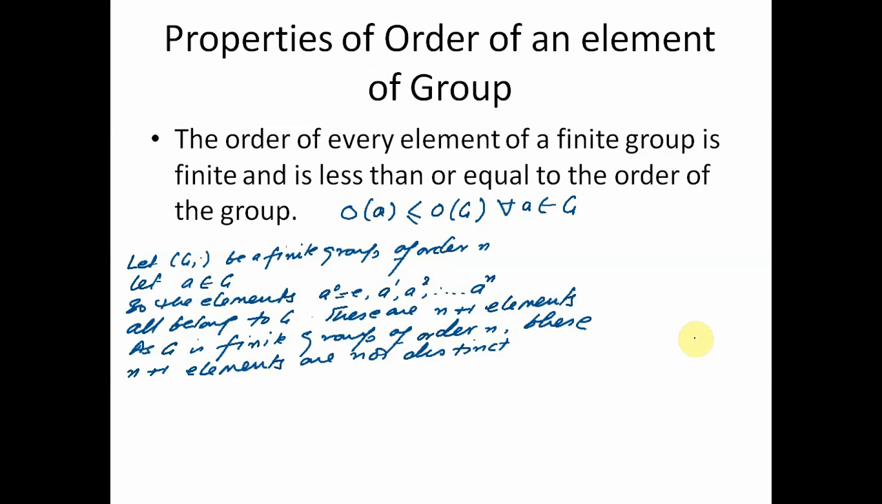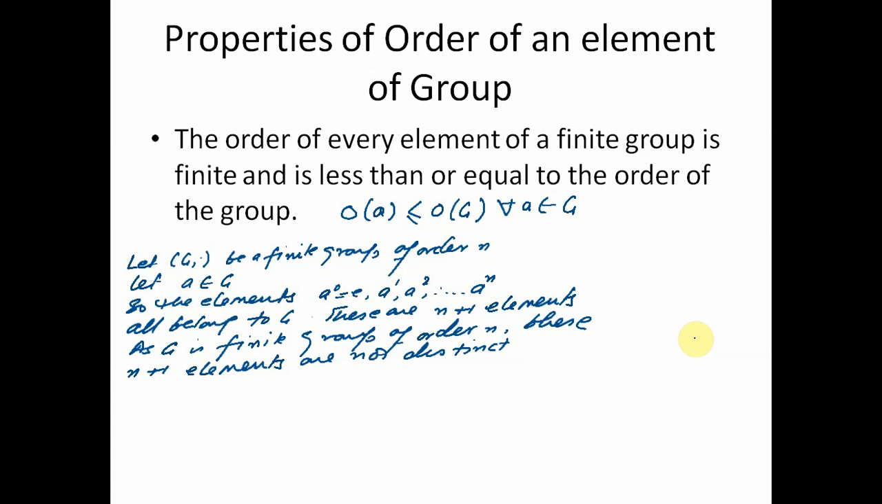Now I'll have a to the power 1, a to the power 2, a to the power 3 up to a to the power n. And apart from these elements, I have identified a to the power 0 as e. Now, as these are all powers of a, they will all belong to the group G. We have already talked about a group being a closed operation. So this binary operation that we define in the group is a closed operation. So a to the power 2, that means a star a, will also belong to G. a cube will also belong to G, and so on and so forth.